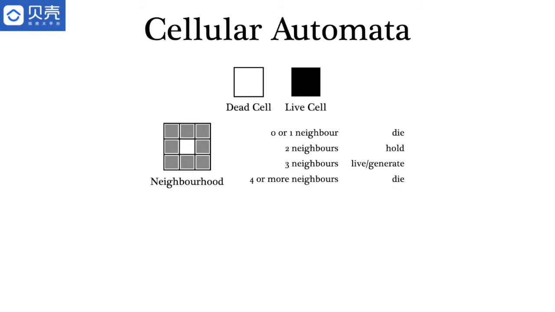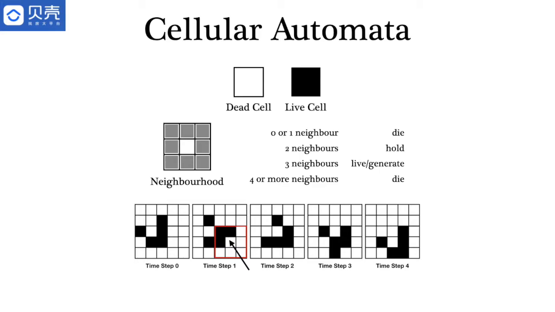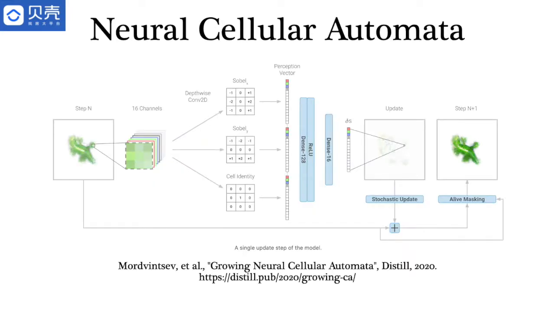The rule is actually quite simple, that each cell would evolve in discrete time dimensions according to certain local rules. Taking this cell as an example, it has 3 live neighbors in step 1, so that in the next step, it becomes a live cell.